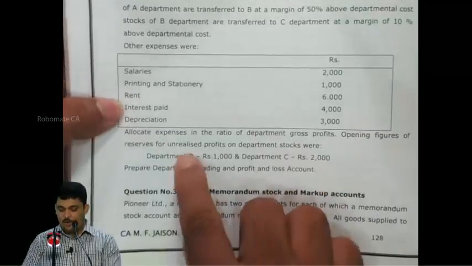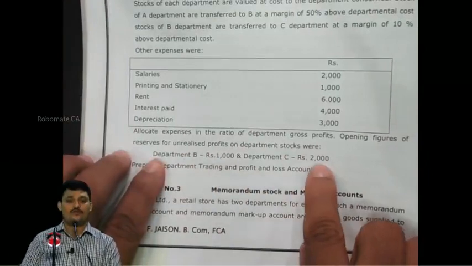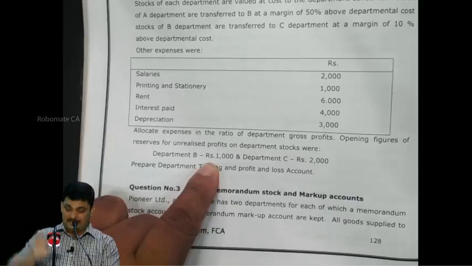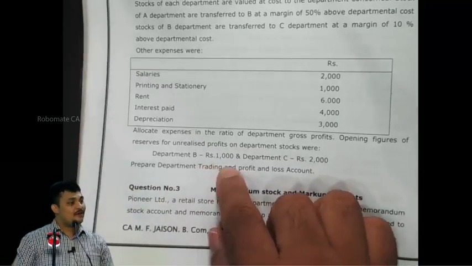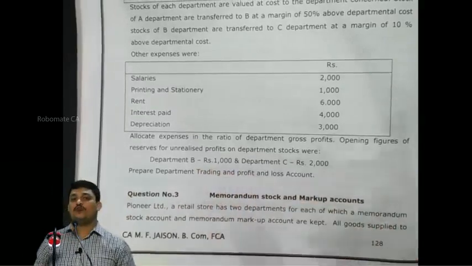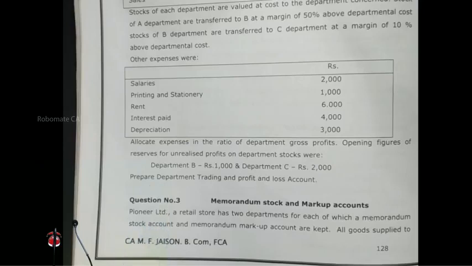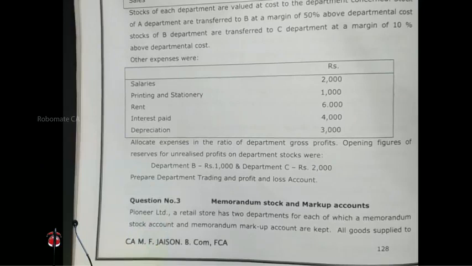Then they have given opening stock reserve 1,000 and 2,000. Correct? When I say department B 1,000, it is not stock reserve to be eliminated from B. It is based on the closing stock of B. Correct? Closing stock reserve is computed based on whose stock? Transferor stock or transferee stock? Unrealized profit is computed based on whose stock? Transferee stock. Now here A is transferring to B, B transferring to C. Which are all the transferee departments? Which is the transferor? So whose stock should be considered for finding stock reserve? B and C. That is what I am saying.